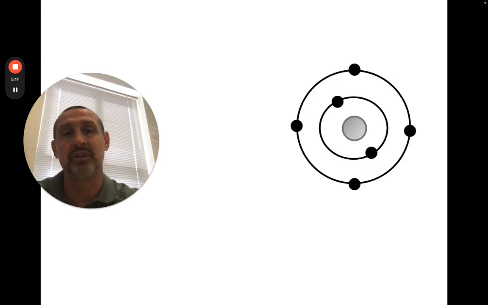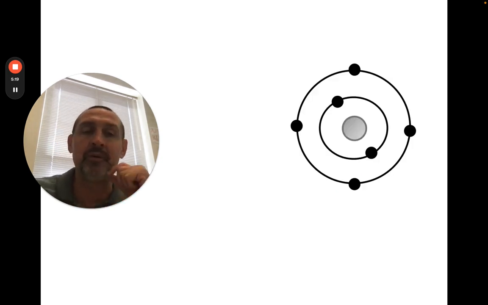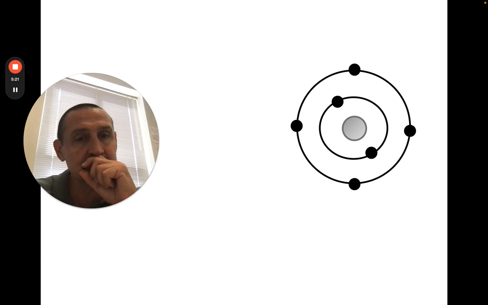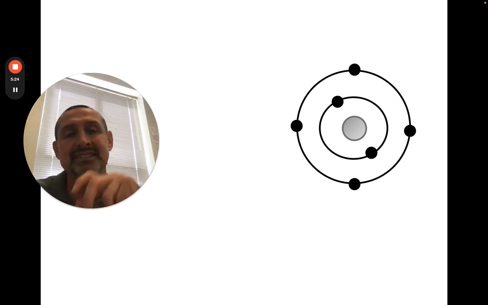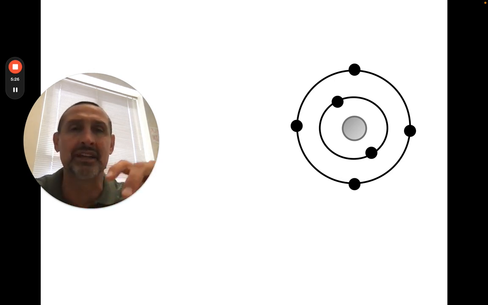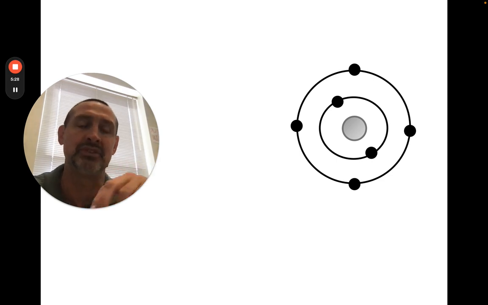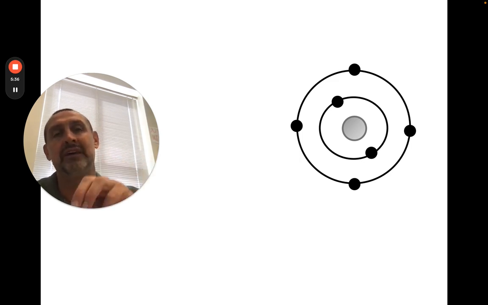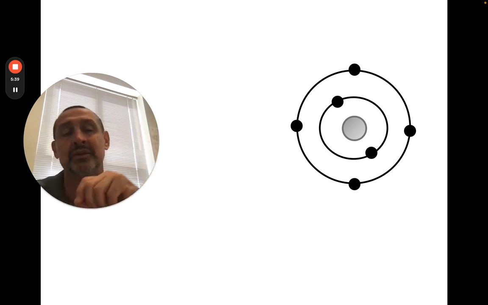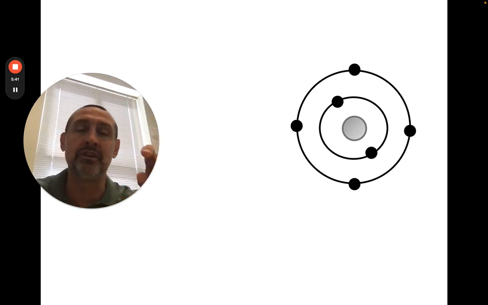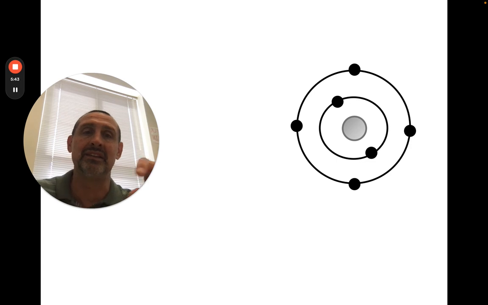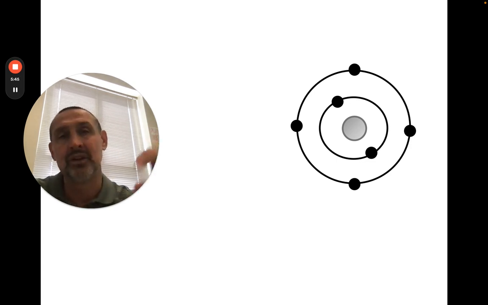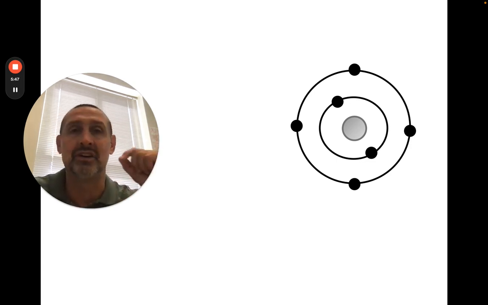So here's an example of an atom. Notice that it has 6 electrons. So if it has 6 electrons, it probably has 6 protons. You'll notice that the first energy level can only fit 2 electrons, and then the electrons have to be distributed in the next energy level. That energy level will be filled when there's 8 electrons in that level, and then the next level will be filled when there's 8 electrons in that level.